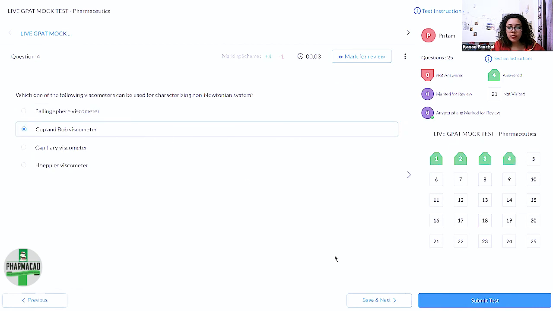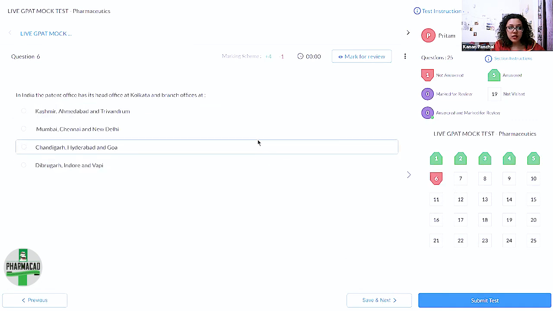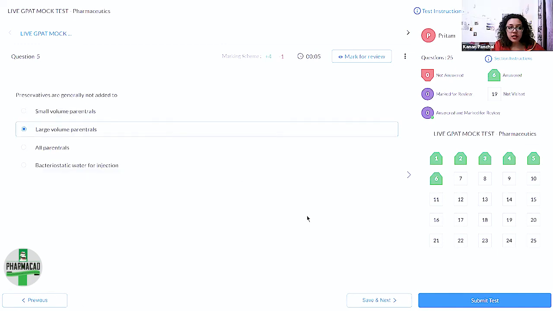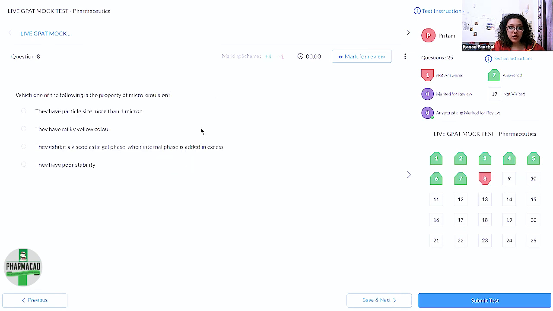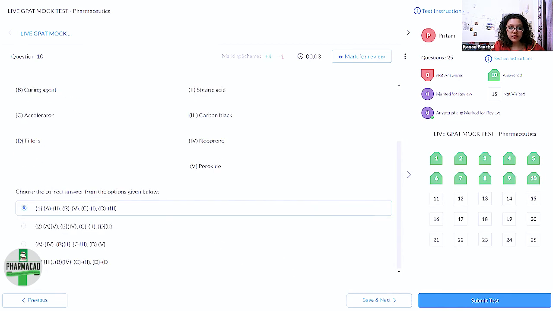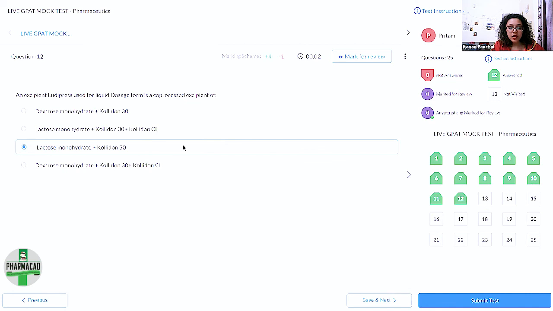This was cup and bob, small volume. No, ma'am, the answer was large volume. No, so I'm sorry, not added to large volume. Okay. Go through these questions. Do you all have any doubts? I think we should get 5 wrong according to the changes I asked for.